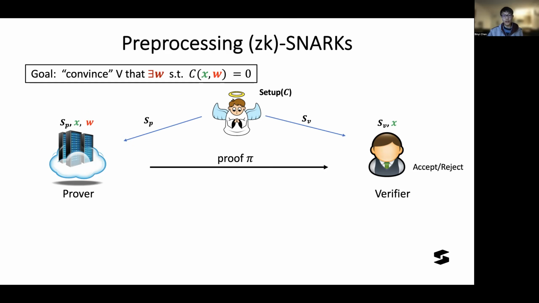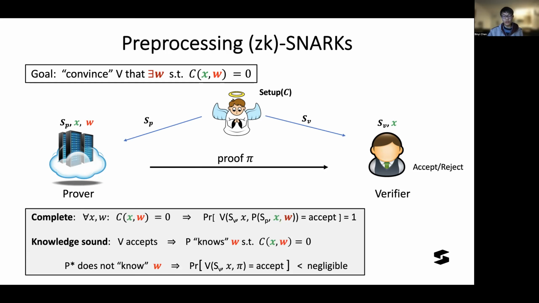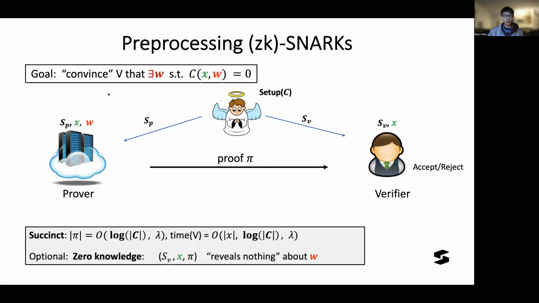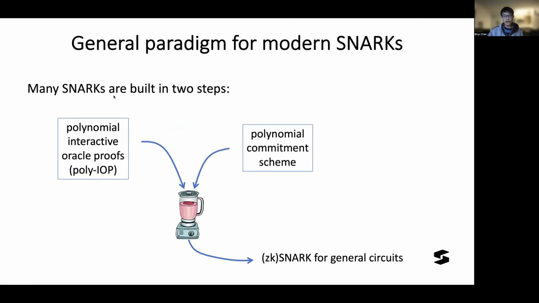We hope it to be complete, meaning that honest provers should always succeed. And we hope it to be knowledge sound, meaning that if the verifier accepts this proof, then it must be the case that the prover exactly knows the underlying witness. And for it to be a SNARK, you also need the succinctness property, meaning that the proof size and the time for verification are all very small, meaning sublinear in the circuit size or even logarithmic in the circuit size. So that's the SNARK.